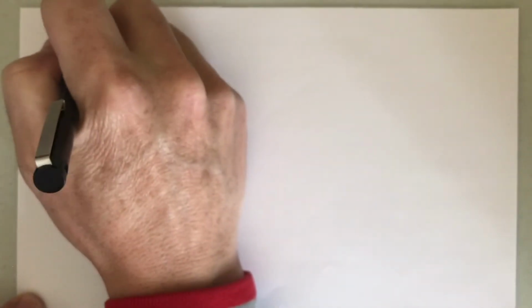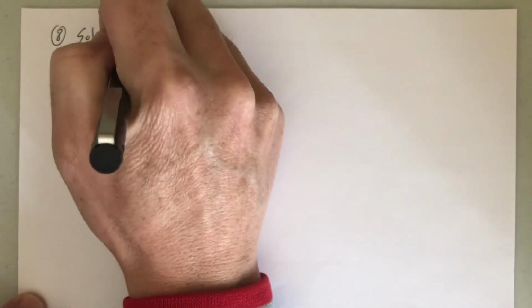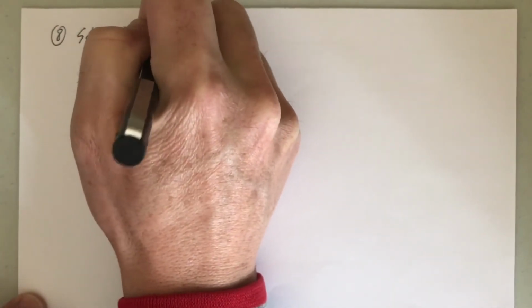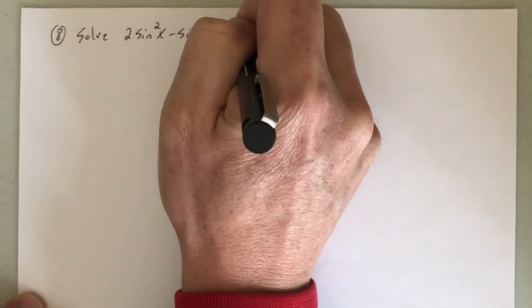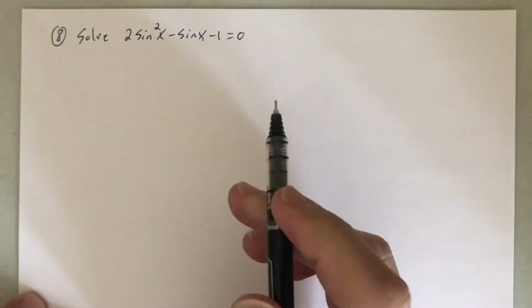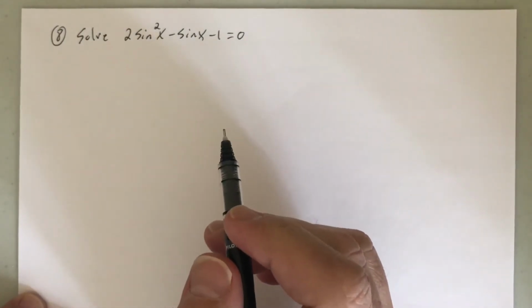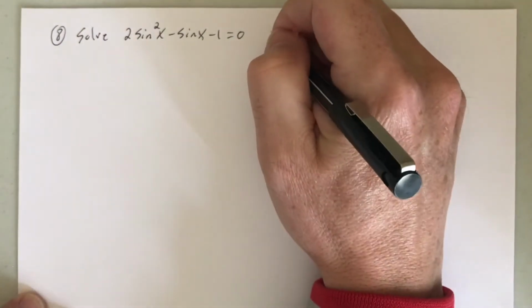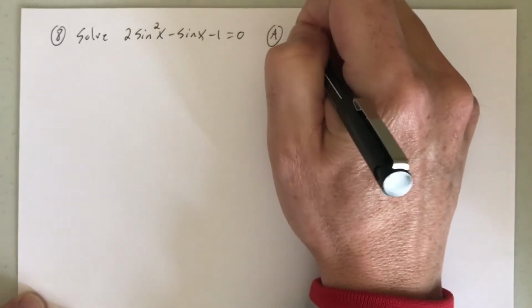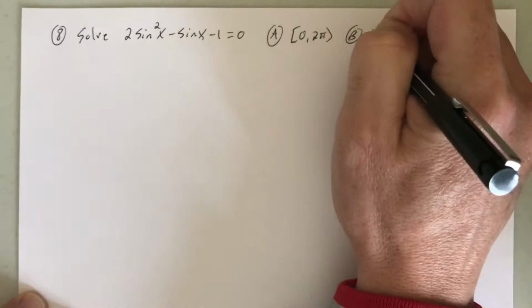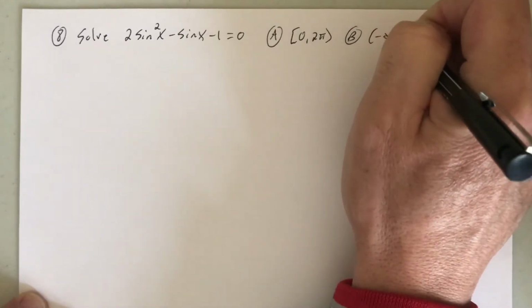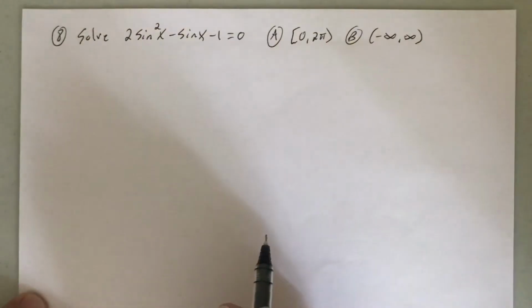All right, so let's pick up with part 3. So we're going to work on number 8. We're going to solve 2 sine squared x minus sine x minus 1 is equal to 0. You can see that this is a little different from problems 1 through 7. And we're going to solve this in the interval from 0 to 2 pi, and then from negative infinity to infinity.